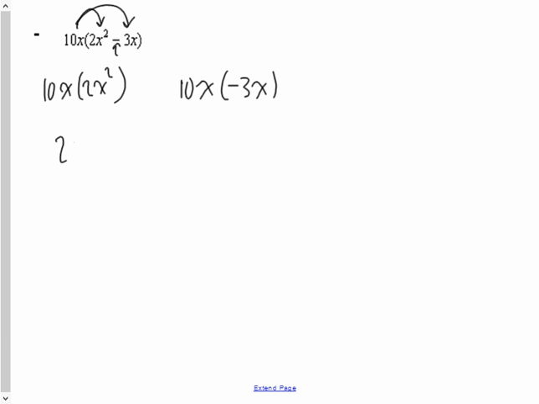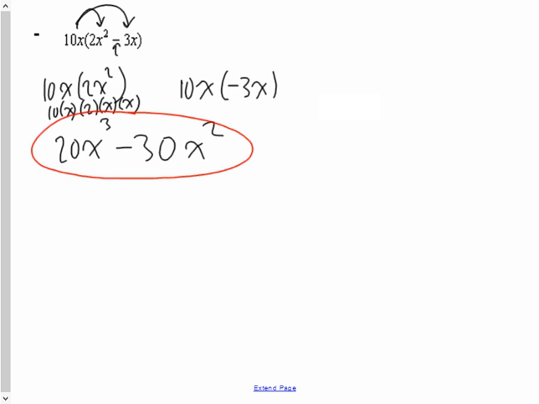This will be 20x cubed because this is 10 times x and 2 times x, which is 20, and then x times x is x cubed. This will be negative 30. X times x is x squared. When I then bring these together, I end up with my binomial answer. 20x cubed minus 30x squared. Now remember, you can't subtract those because they're not like terms. X squared and x cubed don't share the same exponent, so they can't be added or subtracted.